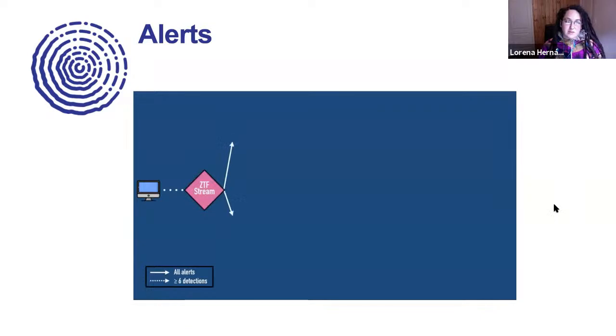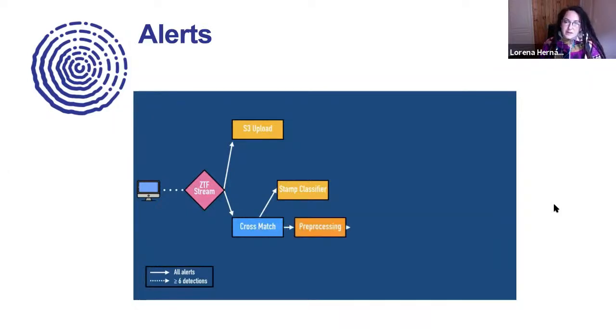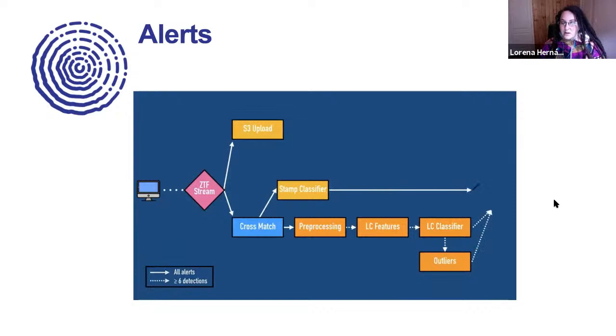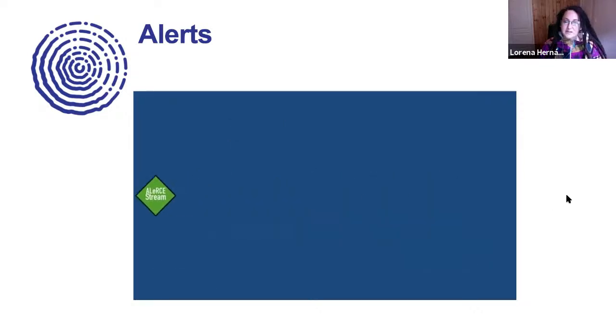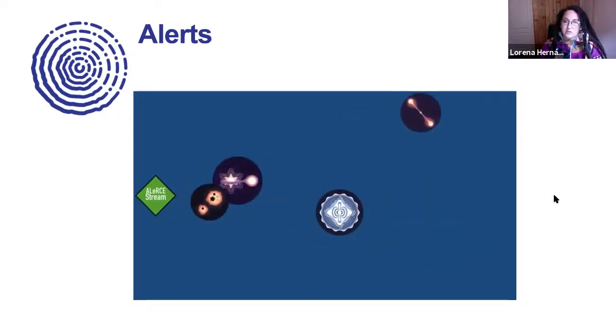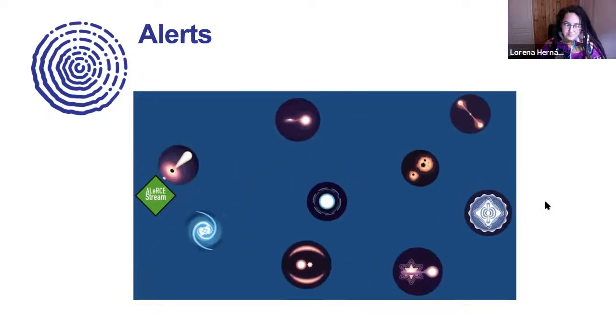And among them, there is a crossmatch to have some contextual information. And then we use a stamp classifier to classify the source. And when we have more detections, then we can make the light curve, process it, compute the features, and classify the sources and obtain outliers. So with all this information, this goes to the alerts stream, and then we have provided classifications for the scientific community to work with the data.